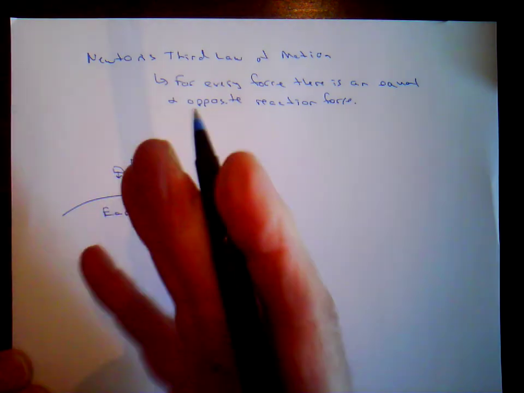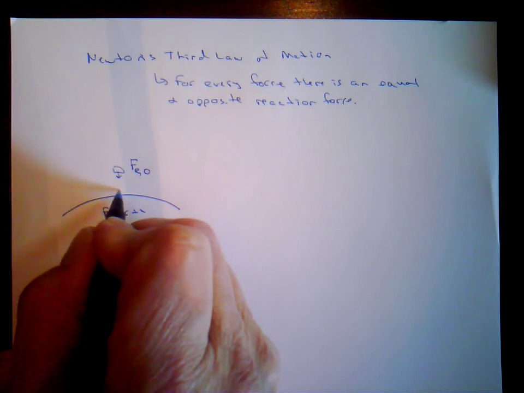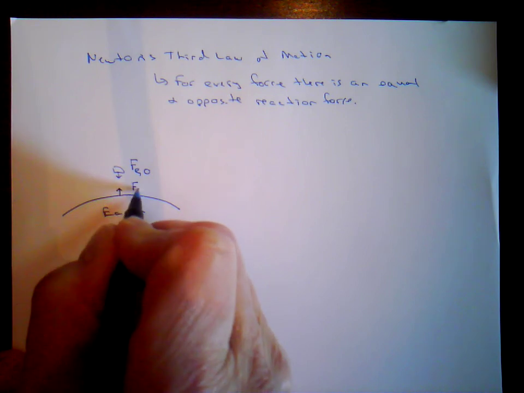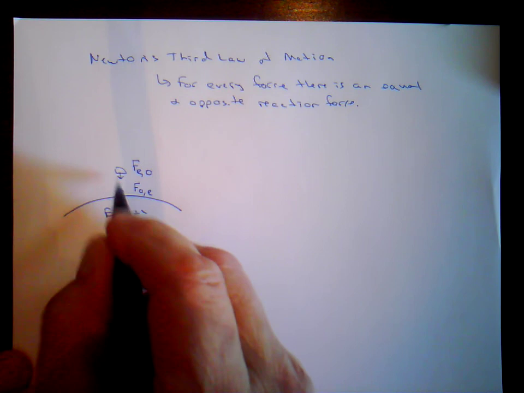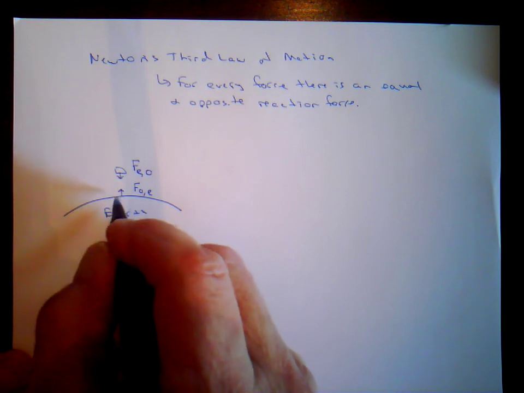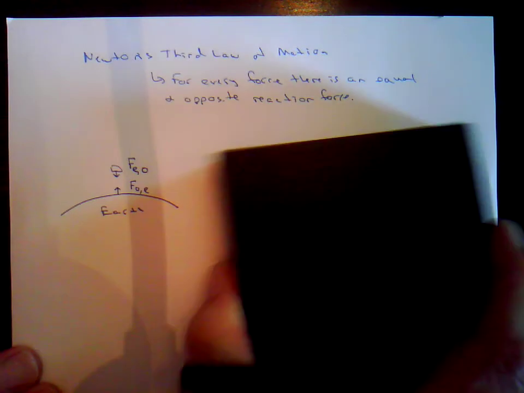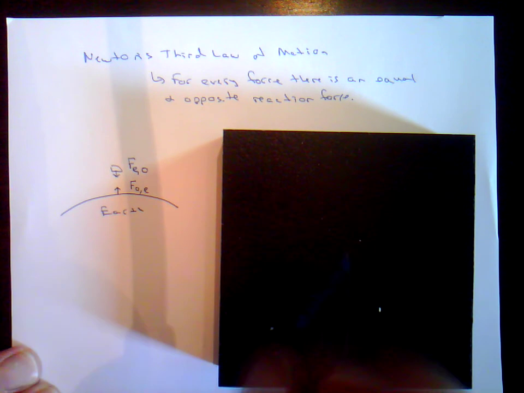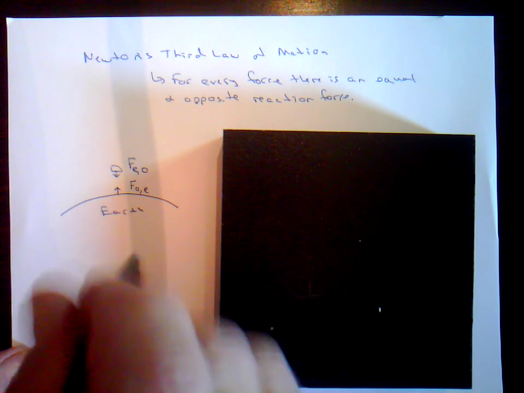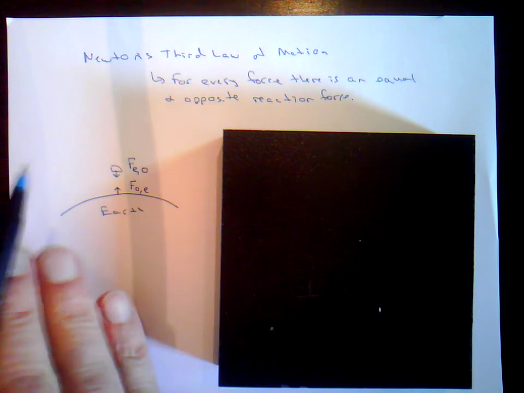The reaction force is the force of the object on the Earth. So this object is applying a force to the Earth. These forces are the same magnitude in opposite direction. Or we can think of it this way. This is a block of wood that's resting on the table. The wood is applying a force to the table, and the table is applying an equal and opposite reaction force to the wood. Let's draw that.